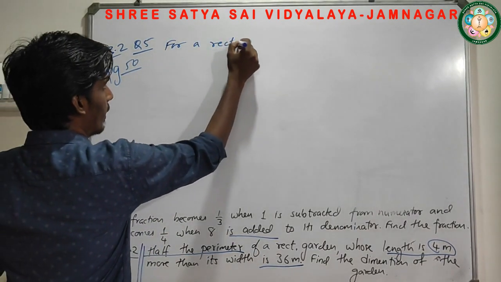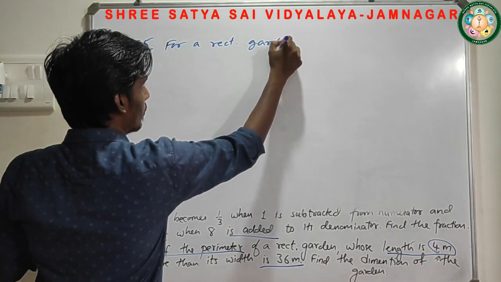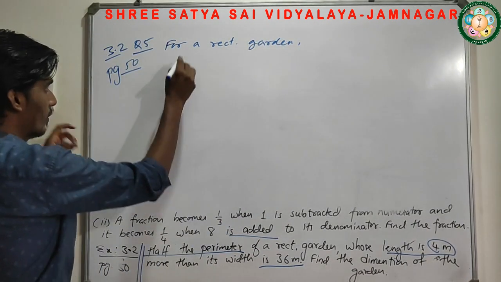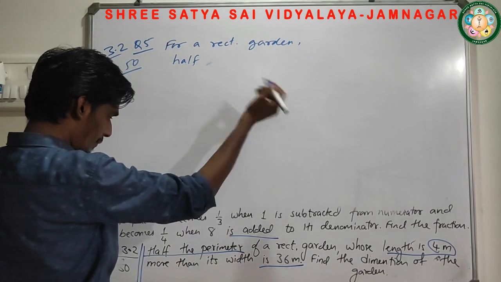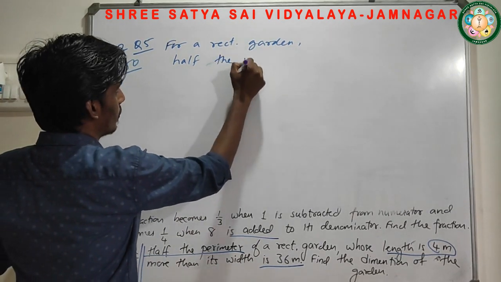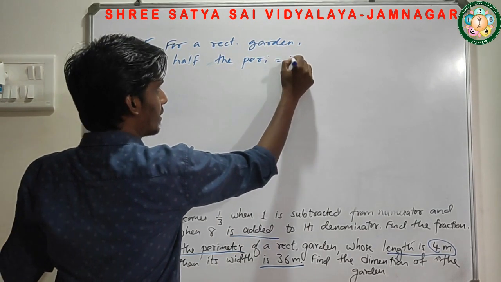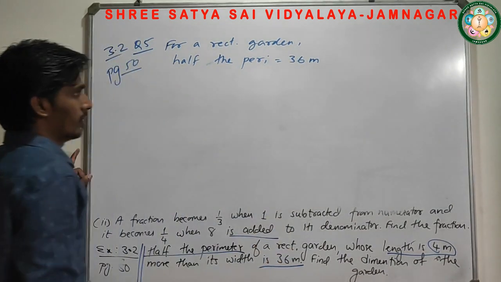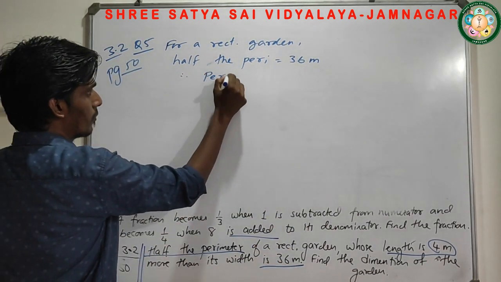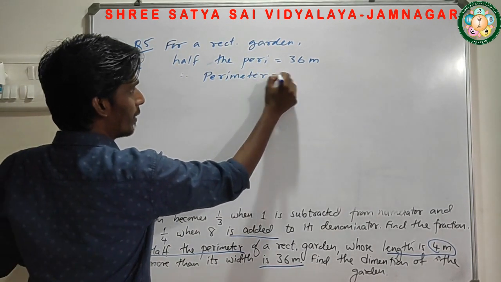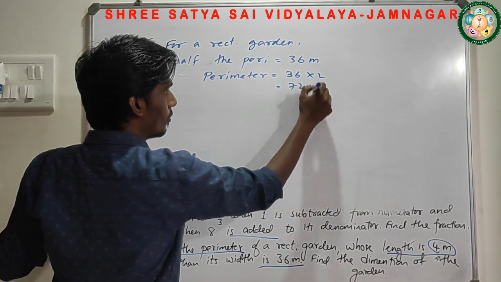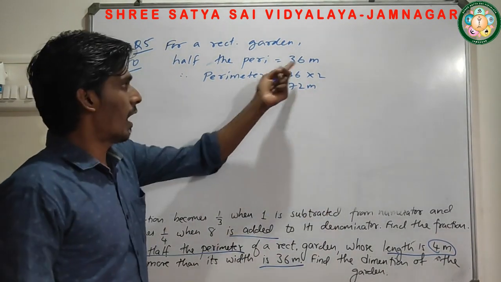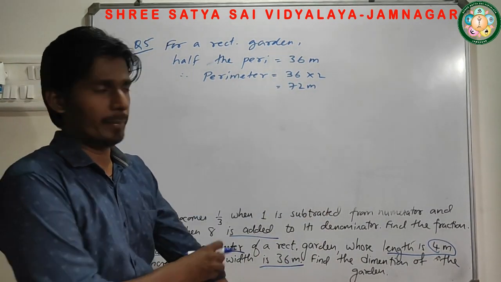So similarly I can write: for a rectangular garden, half the perimeter is how much? 36 meters. Therefore perimeter equals 36 twos are 72 meters. We got the perimeter. Half was given, we doubled it, so we got the full perimeter.